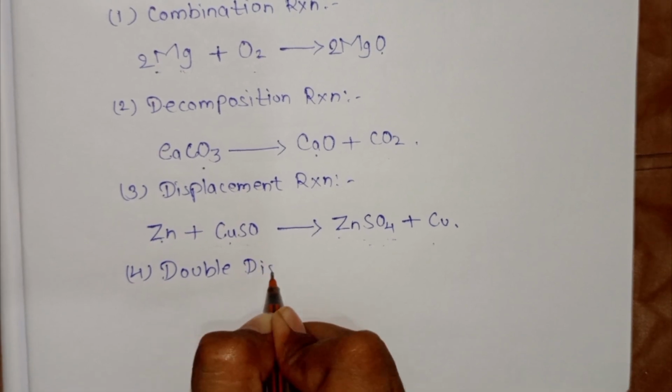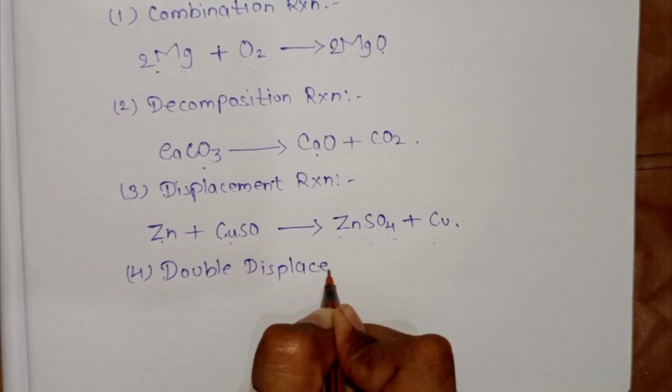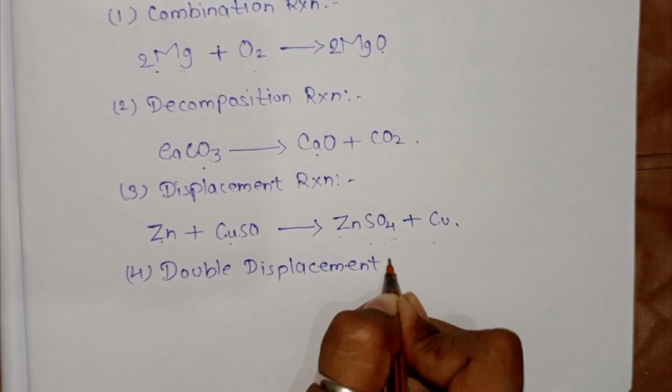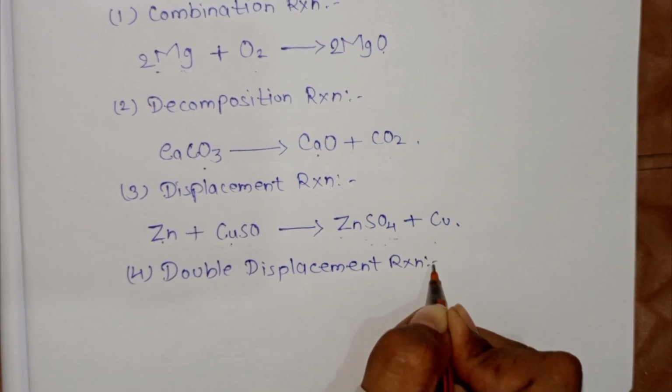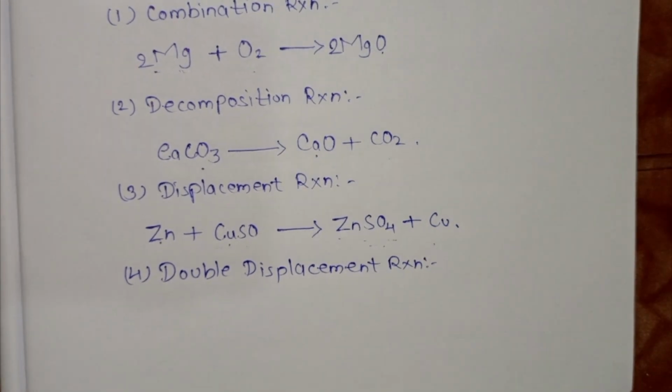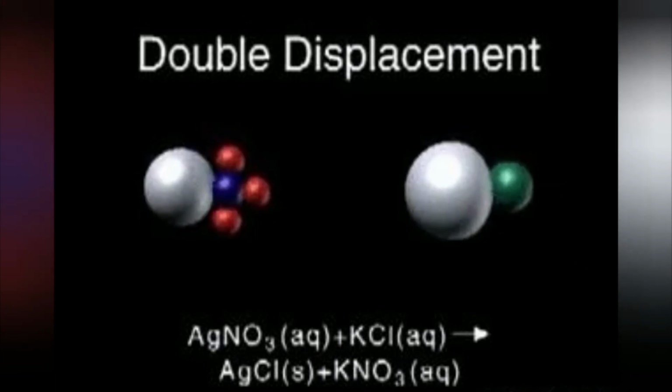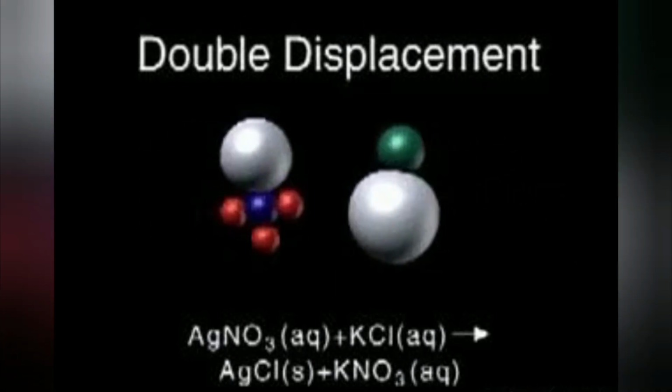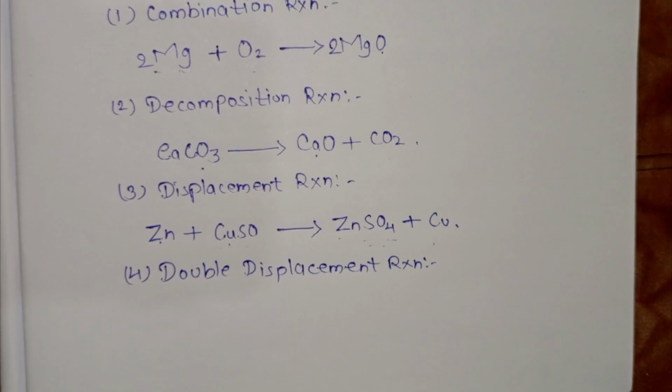Our fourth reaction is double displacement reaction. This is like a dance where two compounds swap their partners. Here two compounds exchange ions to form new products.